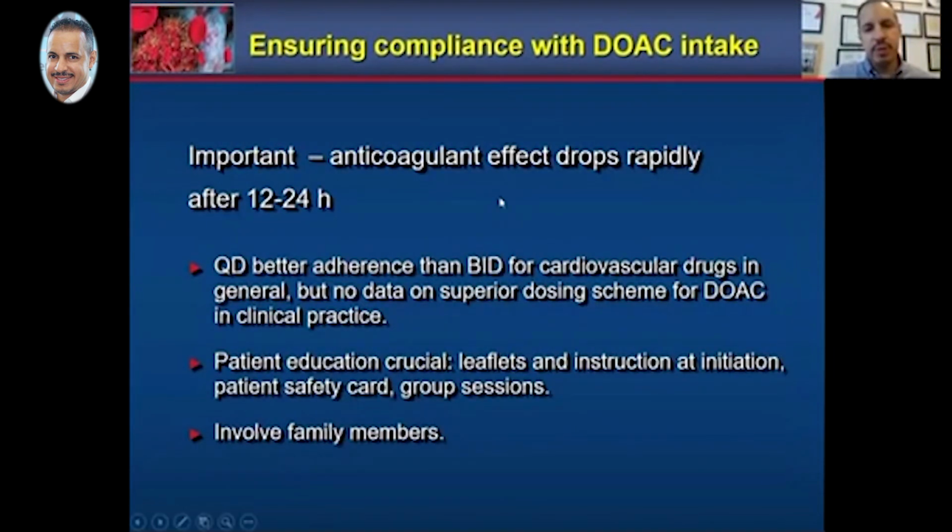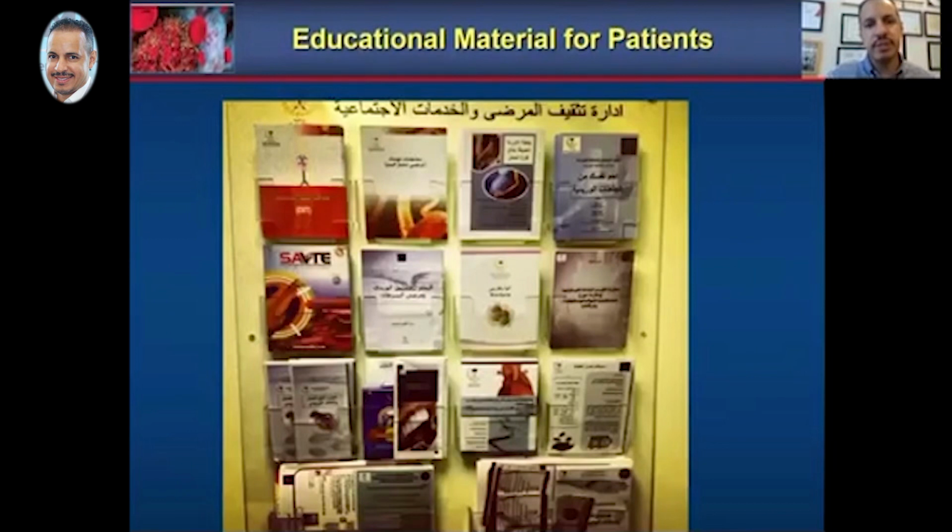An important point, as mentioned by my colleague: you have to educate the patient, because the anticoagulant effect drops rapidly after 12 hours if it is BID dosing or 24 hours if it is once daily dosing. That's why it is very important to educate the patient. Compliance and patient education are crucial. You have to give leaflets and instructions at initiation, patient safety and group sessions, and involve family members. And there is no clinical trial that says BID or once daily is superior to the other. So both are effective strategies, and you have to discuss with the patient. Patient preference is very important. So this is education; you have to have education materials.